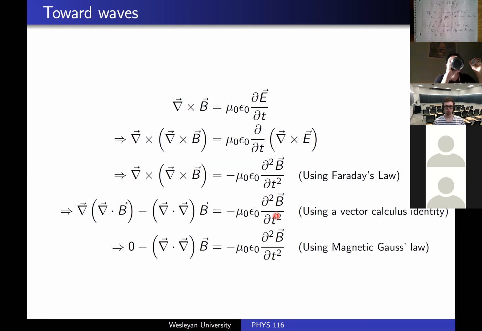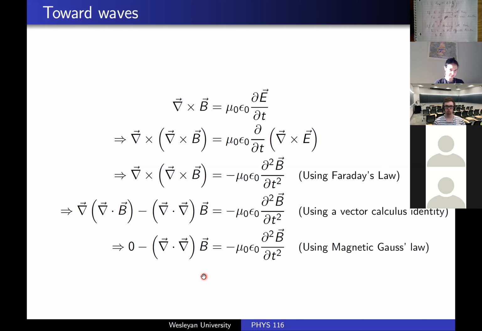So he related the curl of E to the B field using Faraday's law. So now both sides of our equation are in terms of the magnetic field. And on the left-hand side, we can use an identity from vector calculus to rewrite this in terms of the divergence of B and then this operator, which is called the Laplacian. And the divergence of B, we know, is 0. So we're down to just these two terms.